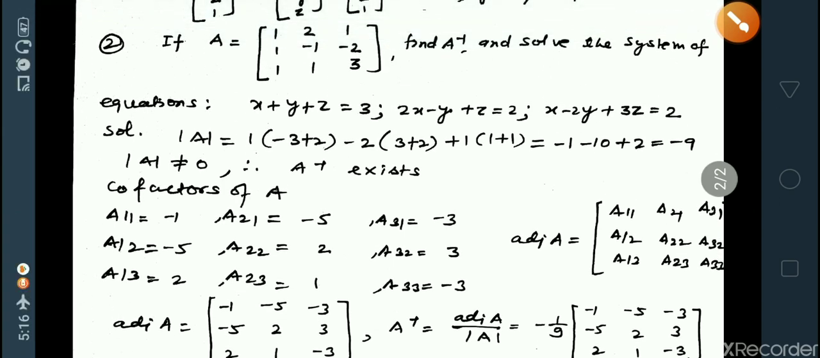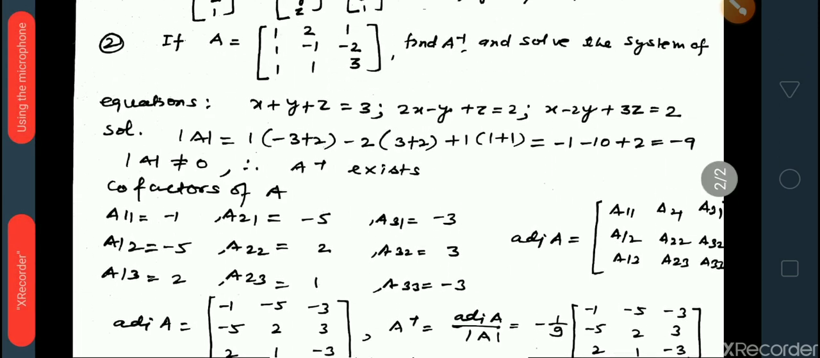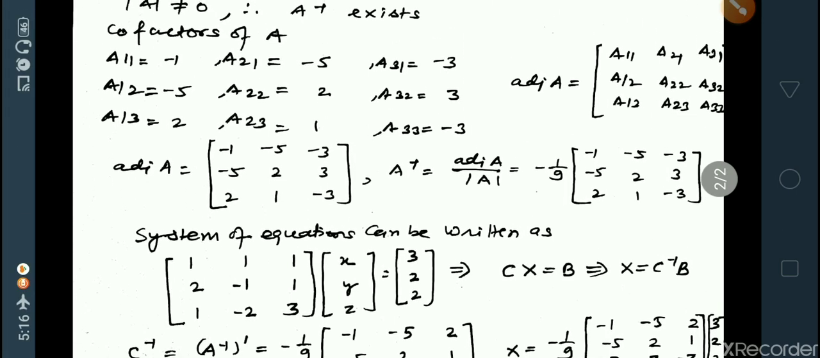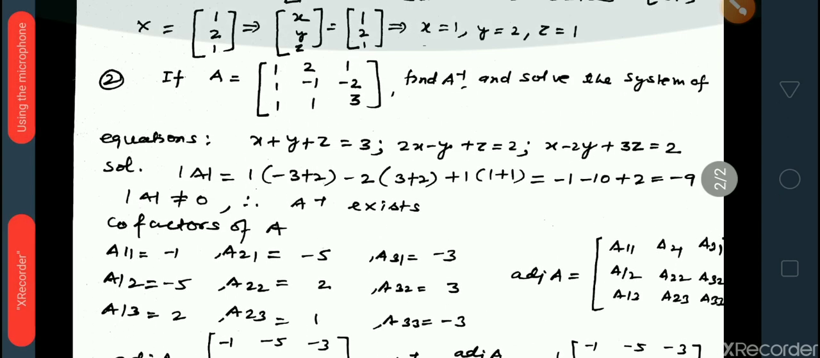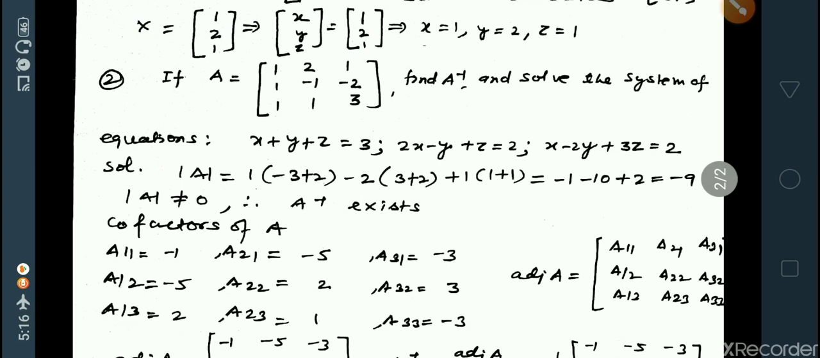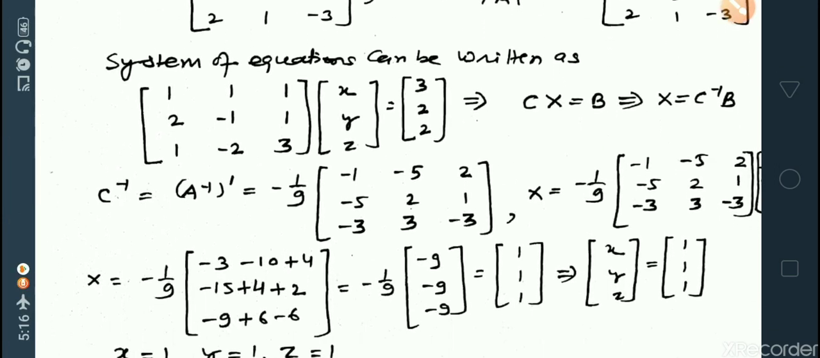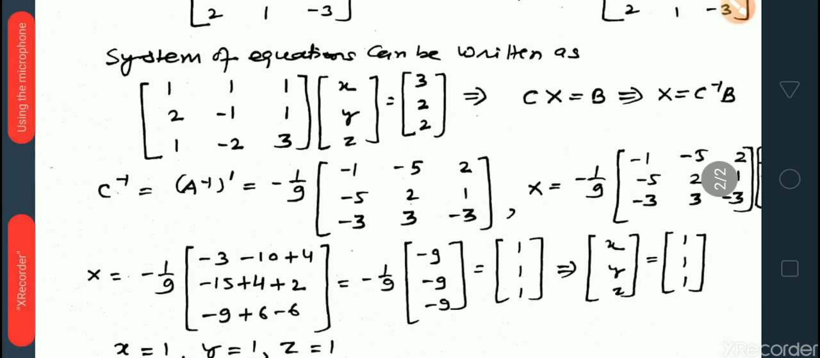In A, 1 1 1 is C1, and in C, 1 1 1 is R1. Okay, in A, 2 minus 1 1 is C2, and in C, this is R2. So from this we observe that C is the transpose of A, or A is the transpose of C.